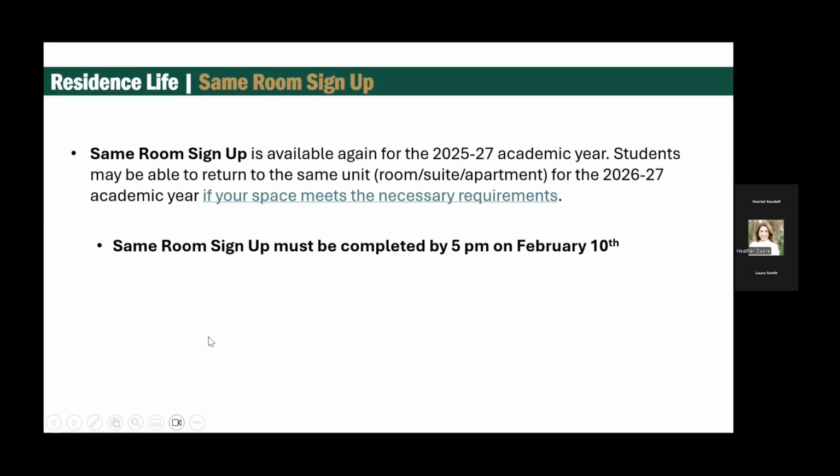With same room sign up, as you said, it is available again this year. They may return to the same unit, the room, suite, or apartment, as long as their space meets those necessary requirements. That does mean that the entire unit has to be filled. If it's just a two-person bedroom with no attached bathroom, they have to fill the room. If it's a suite, two bedrooms connected by a bathroom, they have to fill the whole suite. And with an apartment, they would have to fill every bed space in that apartment, if their space is eligible for same room sign up, in order to sign up.